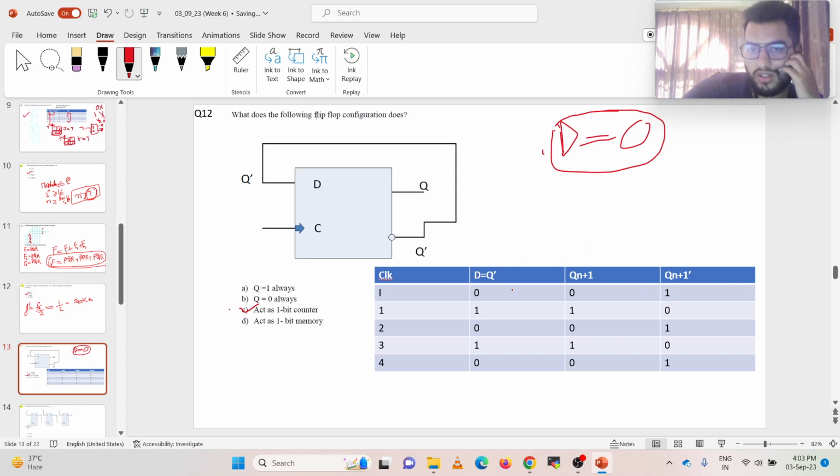So initially I have assumed D equal to 0. That implies Qn plus 1 equal to 0, and Qn plus 1 bar will be 1. Then after the first clock cycle, D equal to Q bar, that is 1. Qn plus 1 is equal to D, that is 1, and Qn plus 1 bar will be equal to 0. Then 0 0 1, then 1 1 0, and 0 0 1. After every two clock pulses, the value keeps on repeating, and that means it counts two values. So it is a 1-bit counter. 0 1. It counts two values. It is a 1-bit counter.